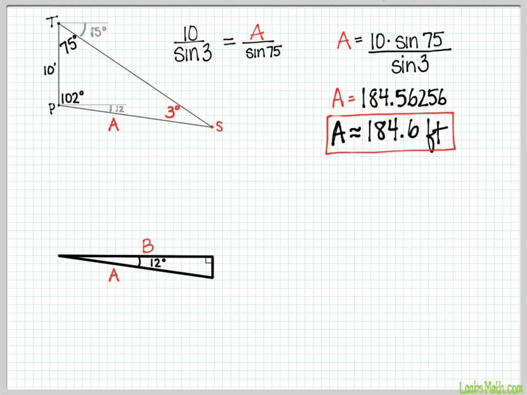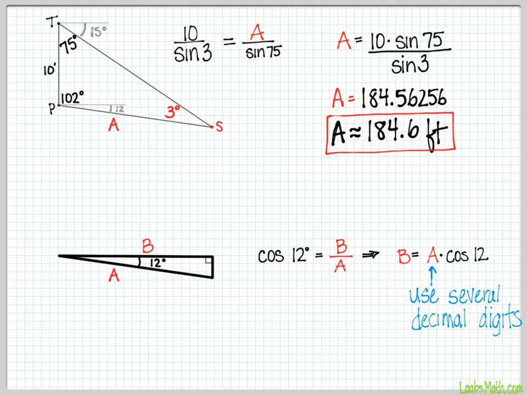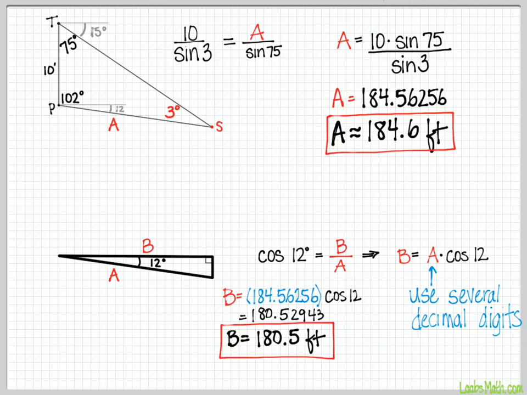So if you think about that, I have the hypotenuse, I have the angle, and I need the adjacent. Well, what links adjacent and hypotenuse? That's cosine. So I simply am going to do right triangle trig. I'm not going to even use law of sine or law of cosine for this part of it. And I plug in, I solve for B, which is the distance of the river, the width of the river. Plug in my A, and I'm going to use several decimal digits when I use the calculations. And then my final answer will only be with one decimal digit, with one place. And so I've got the width of the river: the width of the river is 180.5 feet.